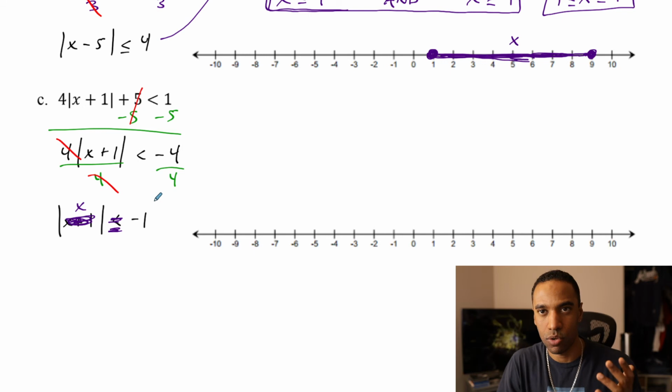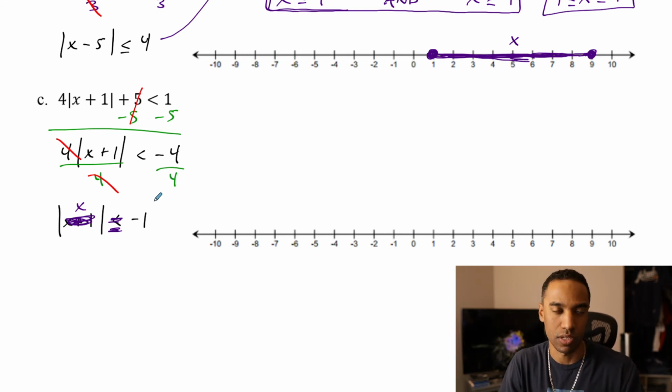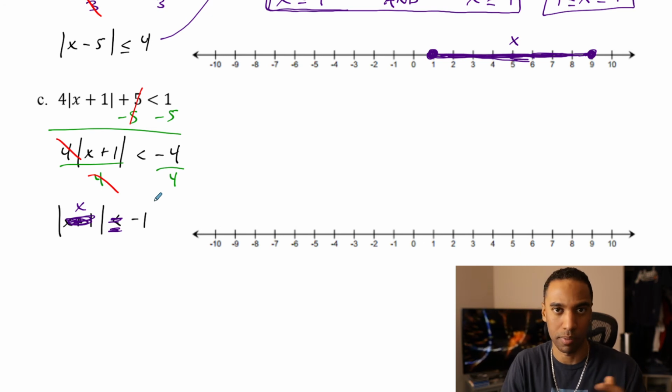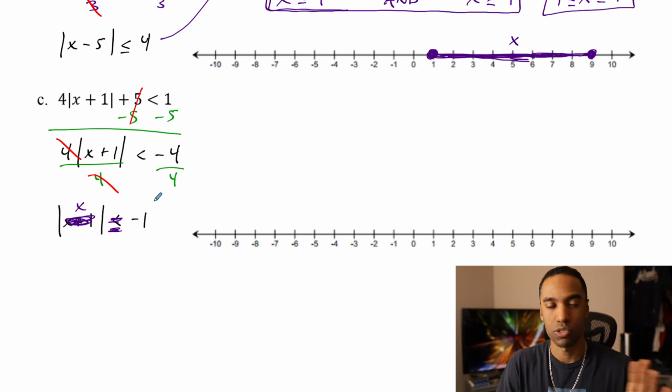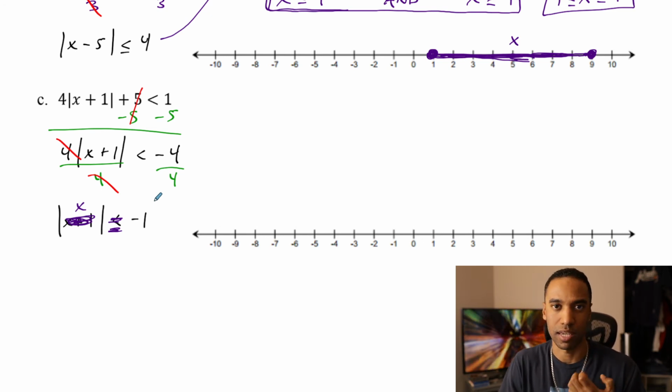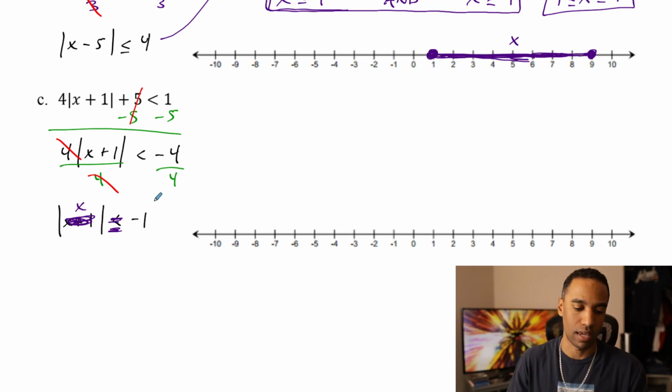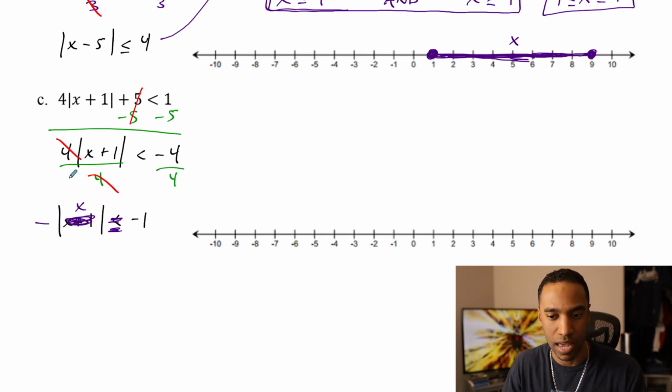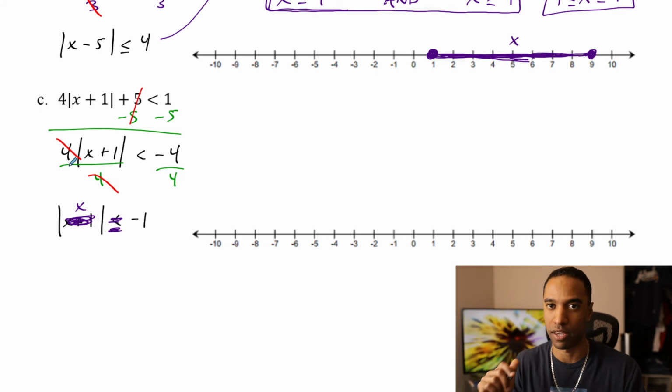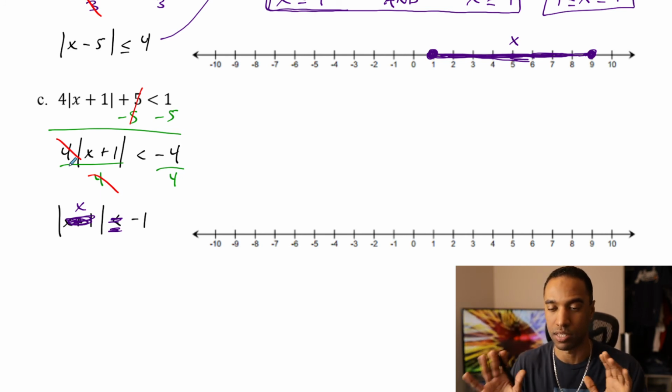When you take the absolute value of a negative number, it becomes positive. When you take the absolute value of a positive number, it becomes positive. When you take the absolute value of 0, it becomes 0. Under no circumstance can you take the absolute value of something and make it negative. The only exception would be if there was a negative on the outside, but that's why we isolate the absolute value to begin with. So there is nothing on the outside that's affecting it.